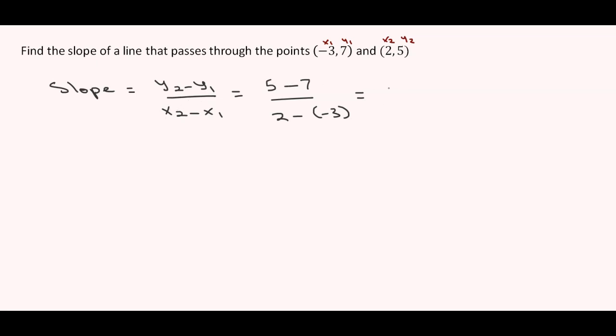So 5 minus 7, we have -2. 2 minus -3, it's 2 plus 3. So now we have -2 over 5. And that's our slope in this situation.